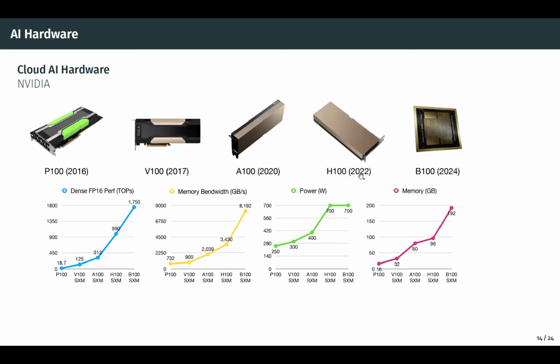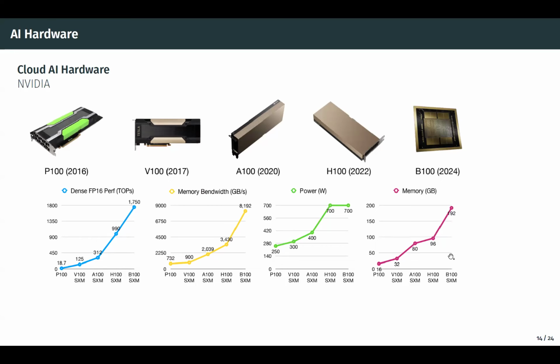So cloud AI hardware, let's talk about the cloud AI hardware. You can see that we have big GPUs, like the B100, and over the years they have been developing stronger and bigger GPUs that are capable of performing more compute.